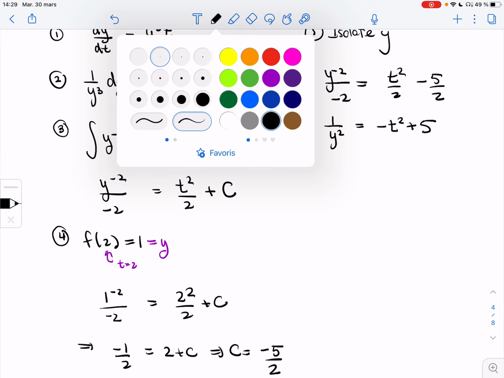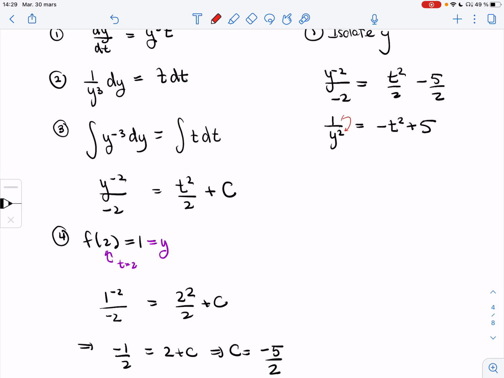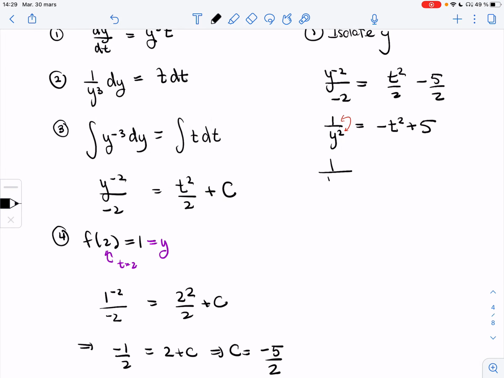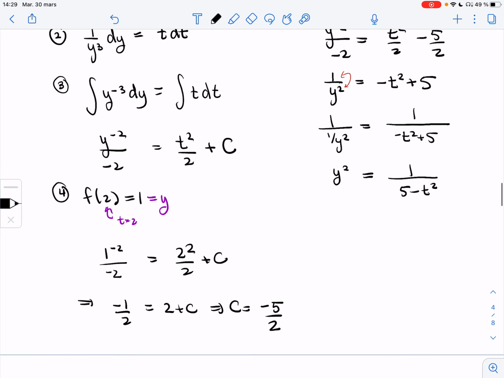To get y on top, I'm going to put 1 over. So 1 over 1 over y squared. That's going to give me y squared. And so I need to do the same on the other side. So minus t squared plus 5. And so y squared is 1 over 5 minus t squared. I like to write it in that way better just because it's one fewer symbols, but both are fine. And now I need to get rid of y. So y would be, get rid of the square, plus or minus square root of 1 over 5 minus t squared.